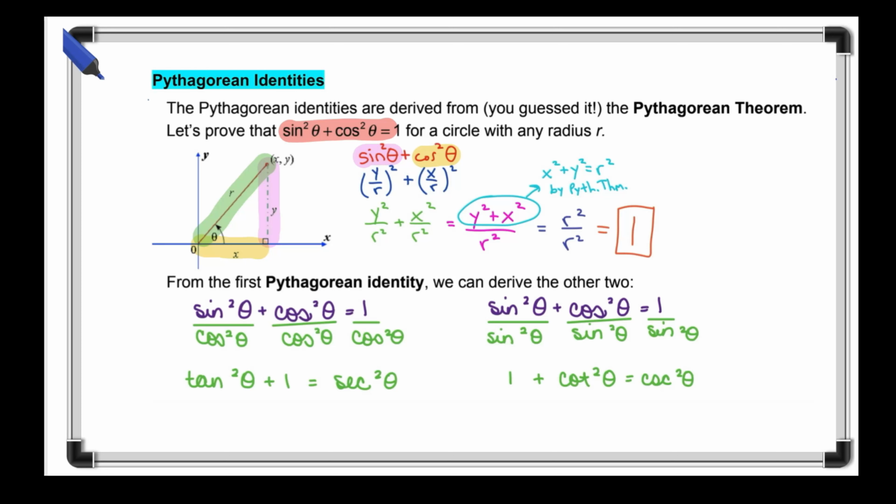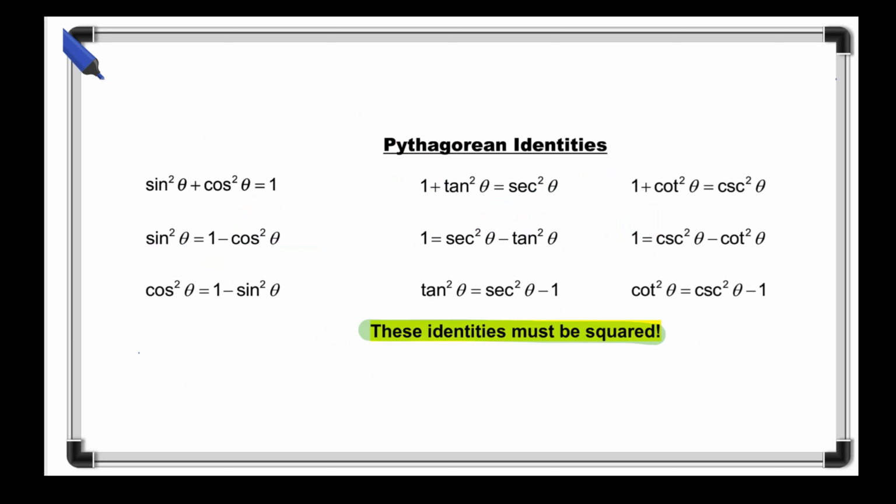Now this is a little different because it's important to remember that these identities have to be squared. The other identities that we had in our previous video, you could have your function squared or not squared. It would work either way, but with the Pythagorean identities, these have to be squared.